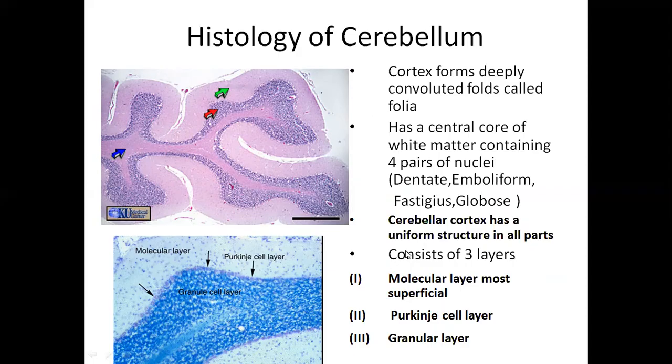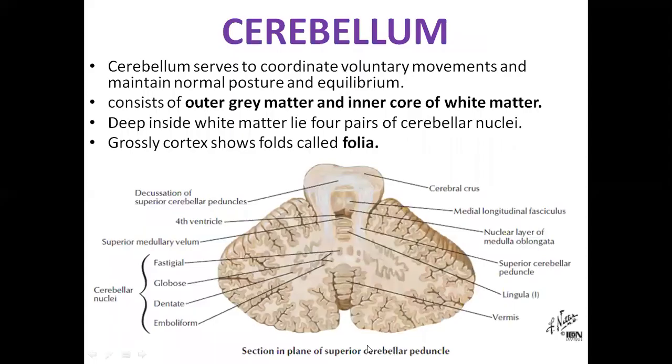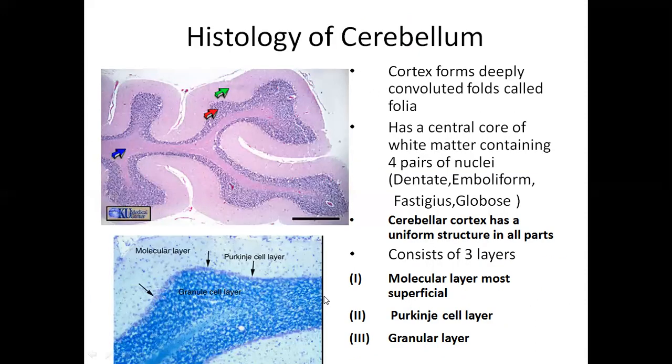The nuclei are named the dentate nucleus, emboliform, fastigial, and globose nucleus. Dentate, emboliform, globose, it's labeled here, and fastigial nucleus. These are the cerebellar nuclei. We will elaborate these nuclei again when we do gross anatomy of cerebrum. Now this is histology. We will confine our explanation only to the required context.